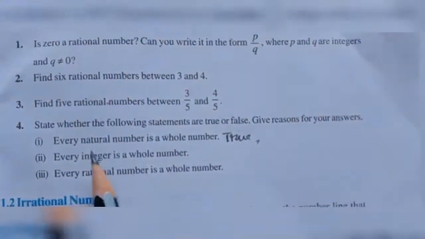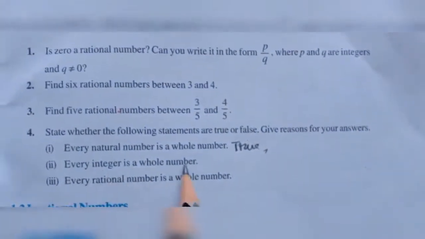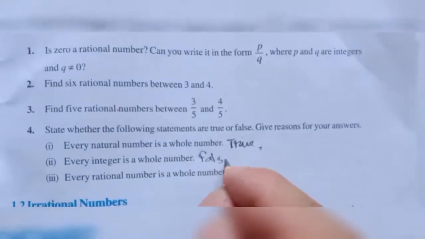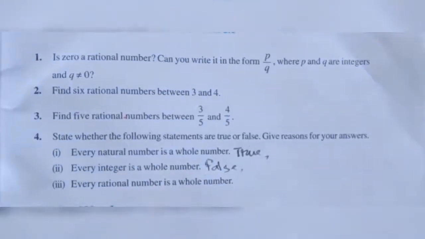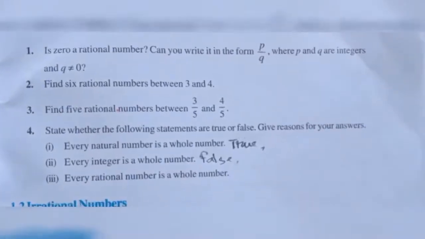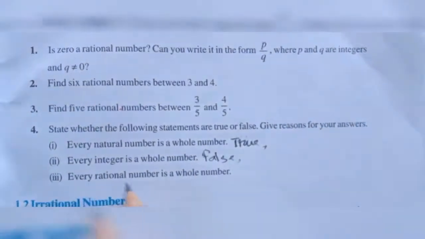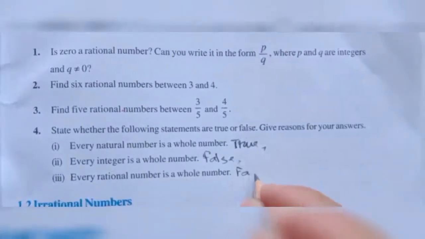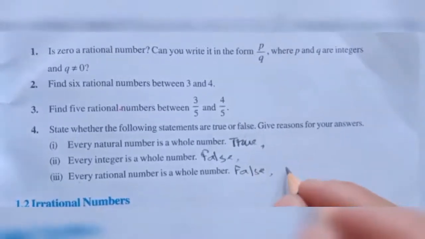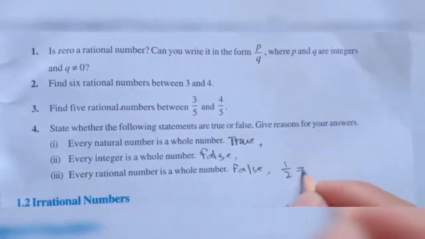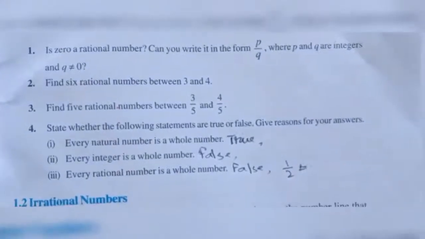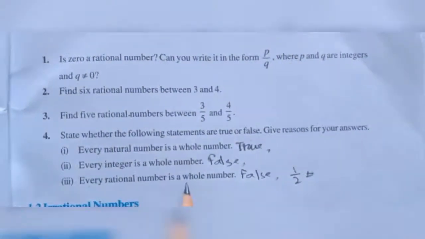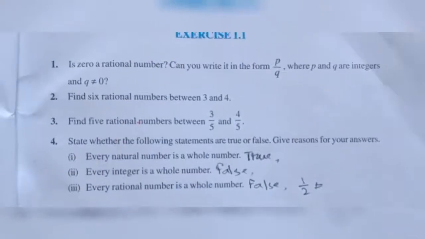Roman number 2. Every integer is a whole number. This statement is false because negative integers are not whole numbers. Roman number 3. Every rational number is a whole number. This statement is also false because numbers like 1 by 2 are not whole numbers. So numbers like 1 by 2, 3 by 5 are not whole numbers. So every rational number is a whole number is a false statement.